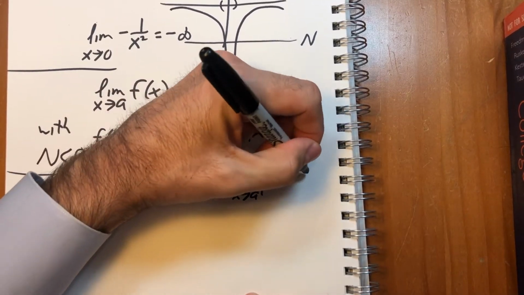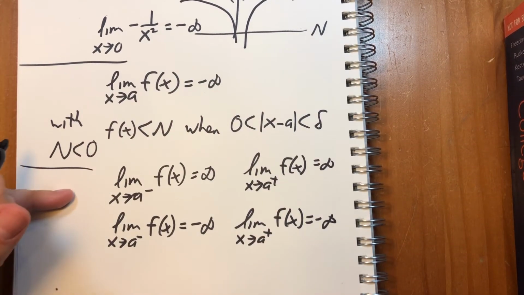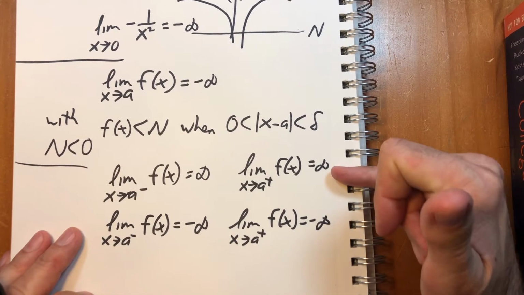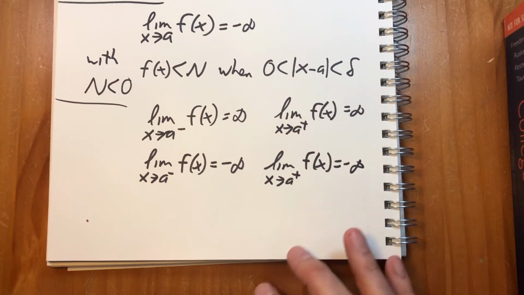These definitions also work for one-sided limits. We can say that if we're only approaching a from the left, then f of x could go to infinity or it could go to minus infinity. And the same way, if we approach a only from the right, it could be infinity or minus infinity.